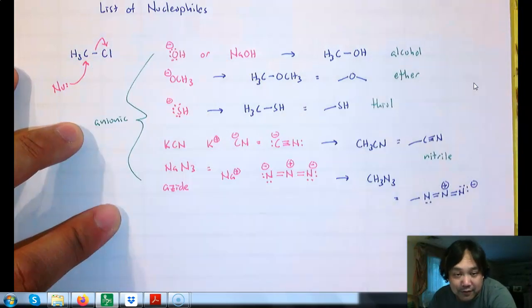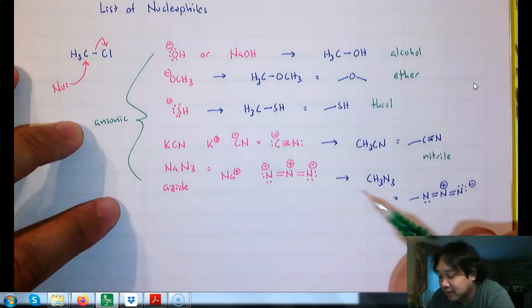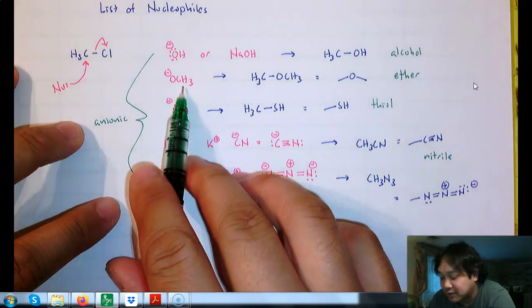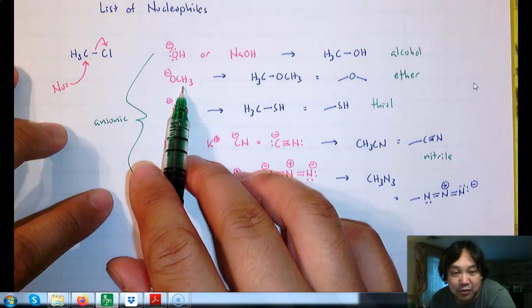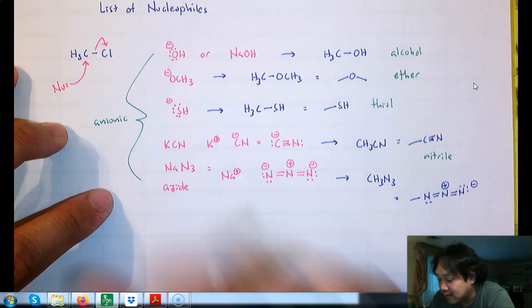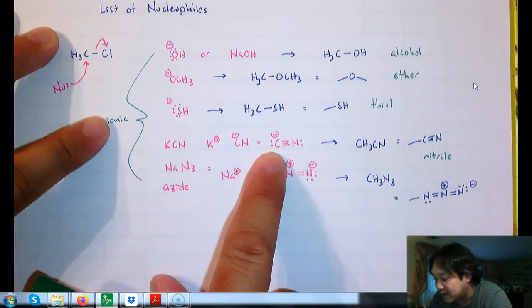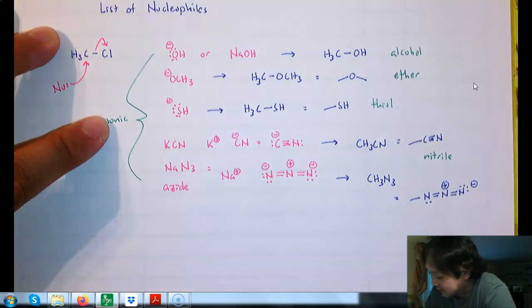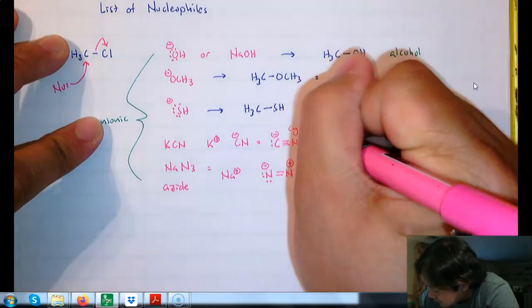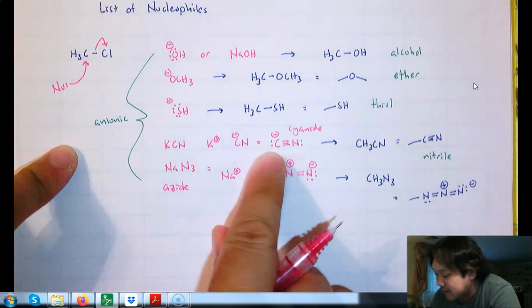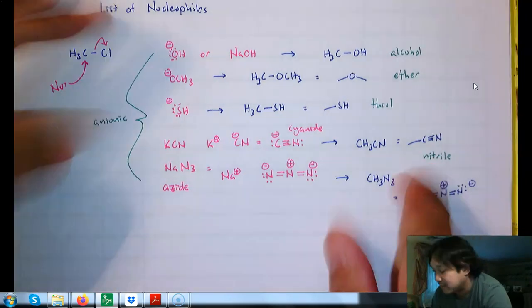There are many more nucleophiles that we can use. Like I said, we could change this methyl into an ethyl, into a propyl, etc., but these are the common ones. Cyanide, maybe I didn't write that yet. The cyanide attacks to make a nitrile.